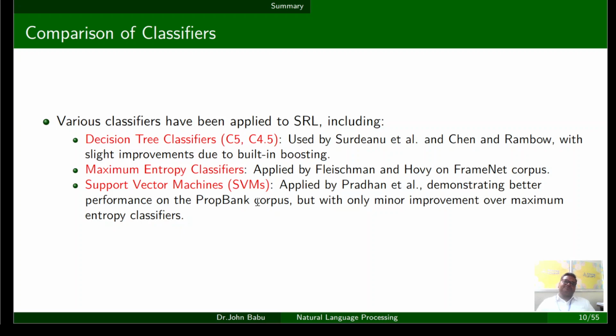We can use different types of classifiers for the problem of semantic role labeling. We can use decision trees such as C4.5, then maximum entropy classifiers, then support vector machines, which were used by Pradhan and his team. It was found that SVM exhibits more accuracy than the other classifiers. Pradhan et al. have demonstrated better performance on the PropBank corpus.